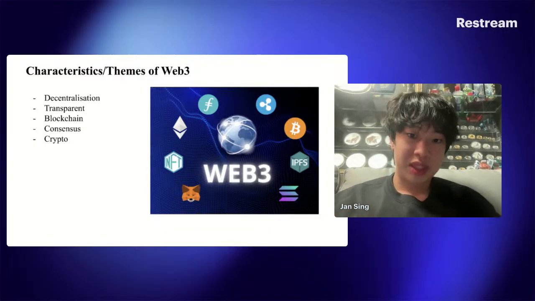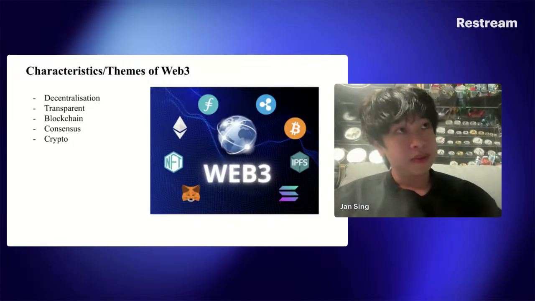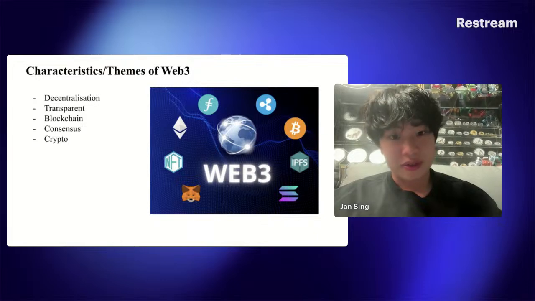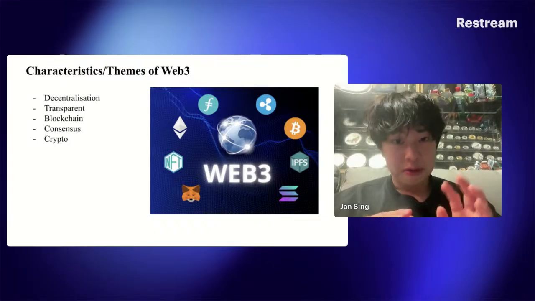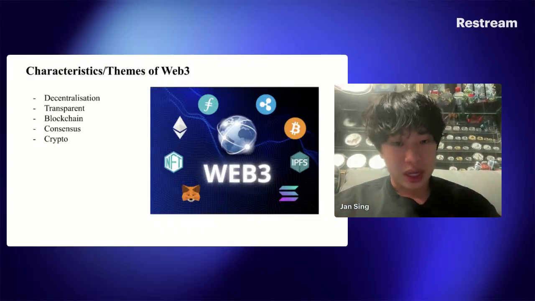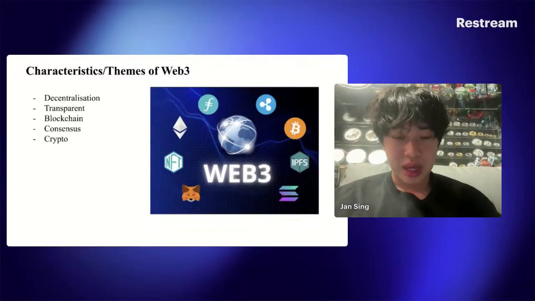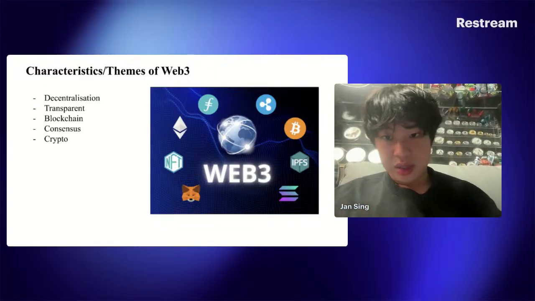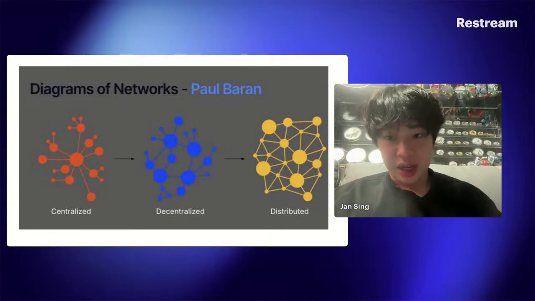And lastly, crypto is like an extended, derivative, extra thing of Web3. Web3 does not surround crypto nor AI, but these are the themes that create Web3 and its components. So moving on, this is a diagram of networks by Paul Baran, which is a perfect illustration of how these kinds of networks work.